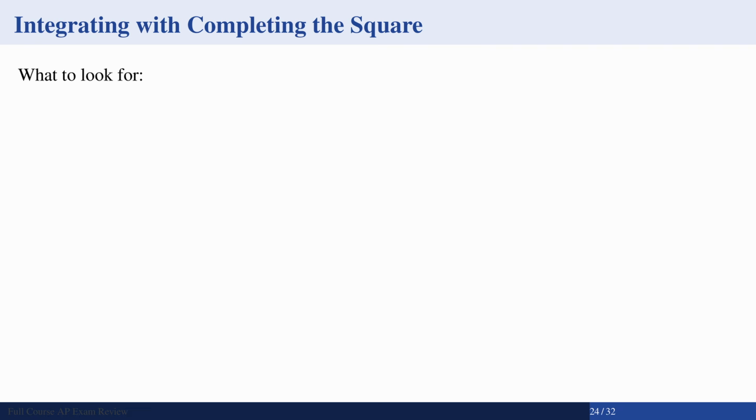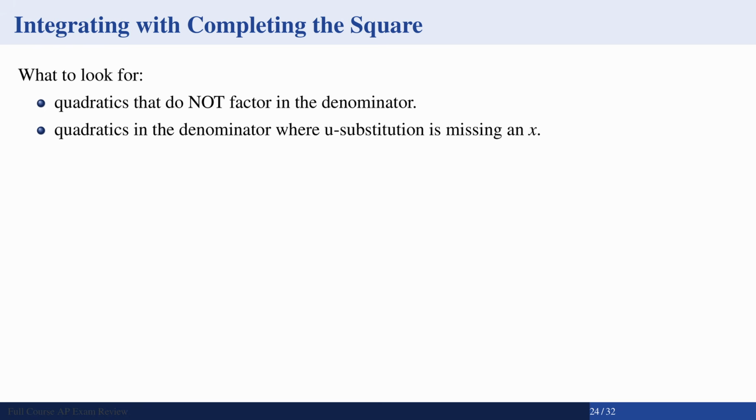I think that I'm not lying when I say that. I think that will always happen. Anyway, if you have a quadratic in the denominator that does not factor, probably completing the square. If you have a quadratic in the denominator and you let it equal u, and then when you find du, you're just missing x's in the numerator, it's probably completing the square. So here are two examples.